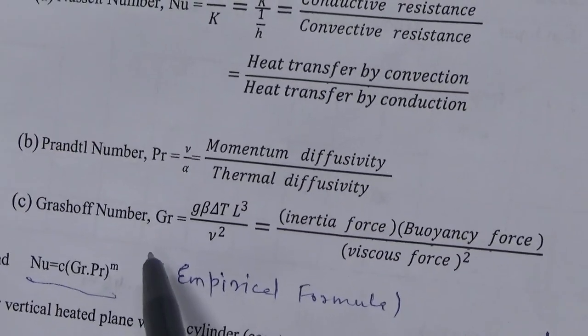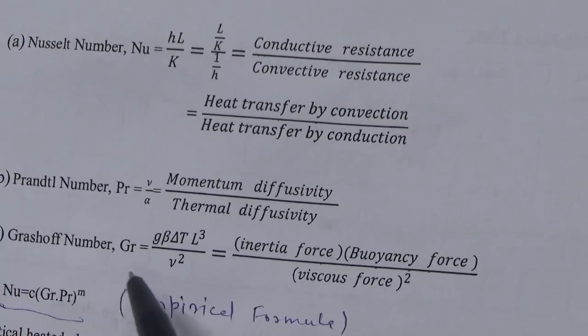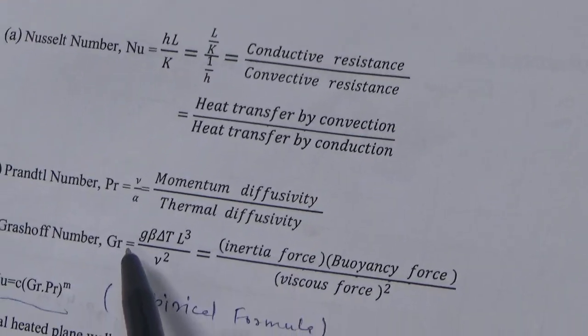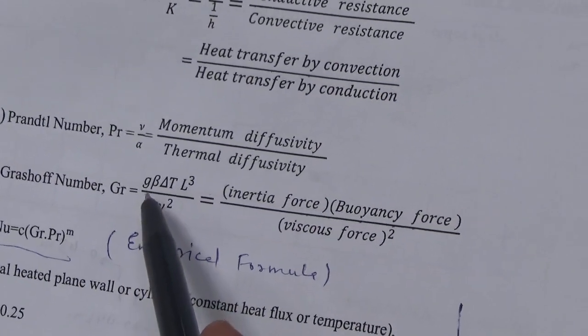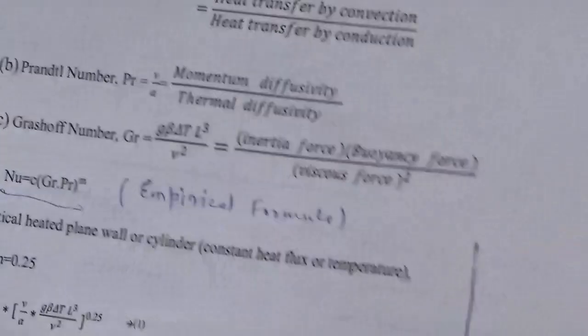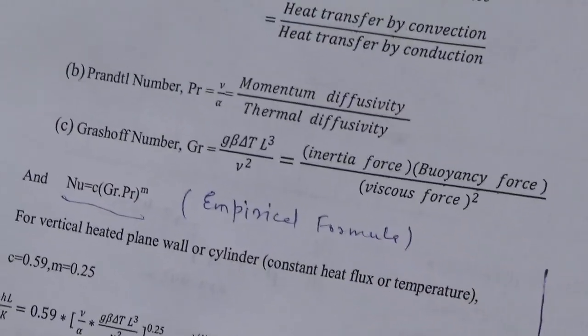Since this is a natural convection study, the Grashof number is calculated by gβΔT L³/ν². g is the acceleration due to gravity, β is the thermal expansion coefficient, ΔT is the temperature difference, L is the length of the tube, and ν is the kinematic viscosity of the fluid. In this case, the air is the fluid.